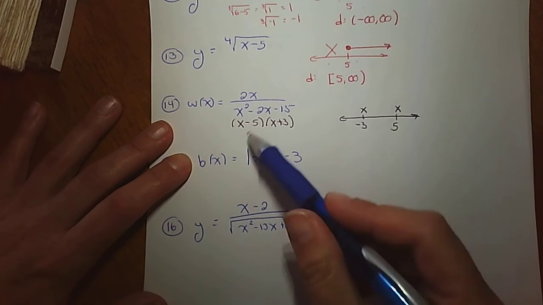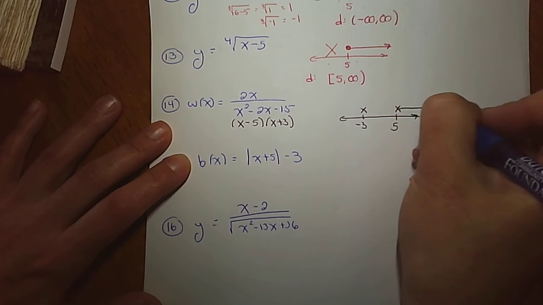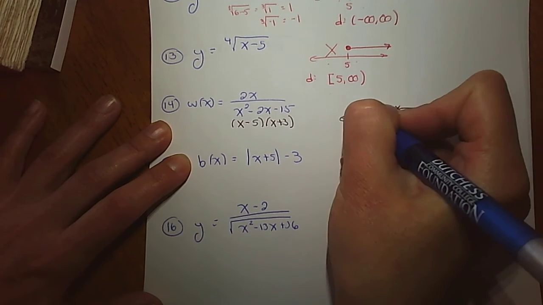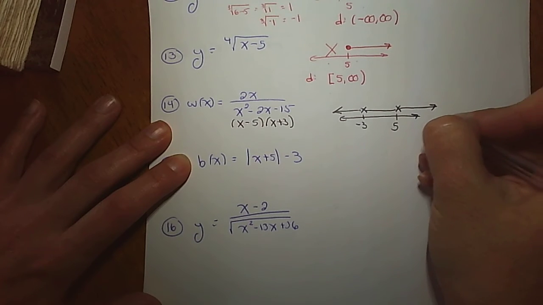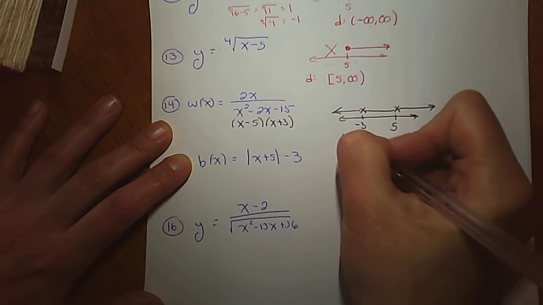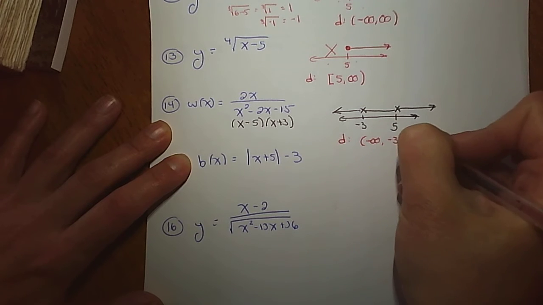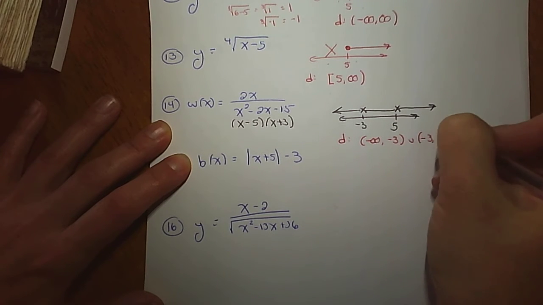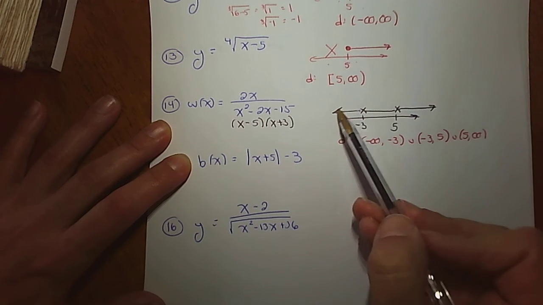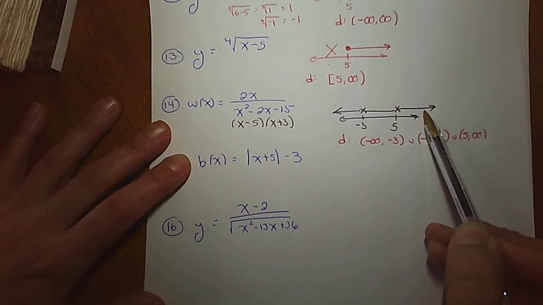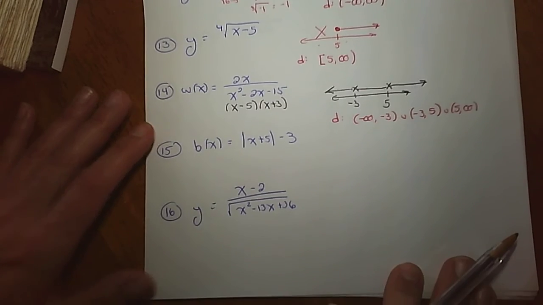Now here's the deal. Do you see any radicals or anything? Nope. So that means everything is going to work except those numbers. So my domain for number 14 is going to be down until I hit negative 3, or between negative 3 and 5, or 5 and up. And basically, see there's 1, 2, 3 solid lines. That means there's 1, 2, 3 sections I should be writing.